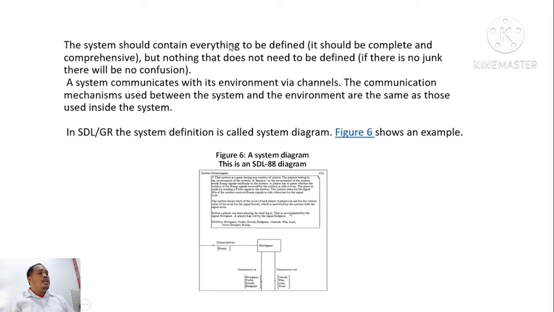The system should contain everything to be defined. It should be complete and comprehensive. But nothing that does not need to be defined. If there is no junk, there will be no confusion. A system communicates with its environment via channels. The communication mechanisms used between the system and environment are the same as those used inside the system. In SDL, the system definition is called a system diagram.